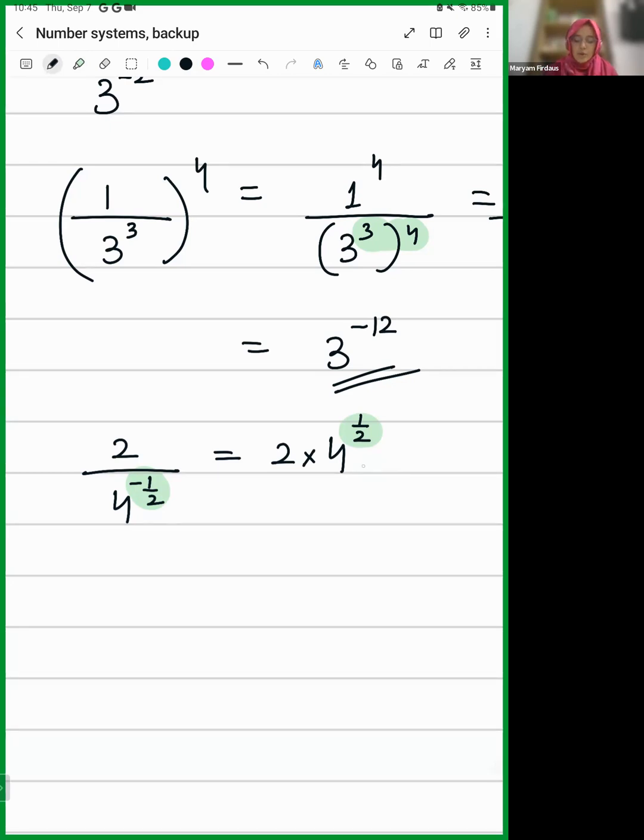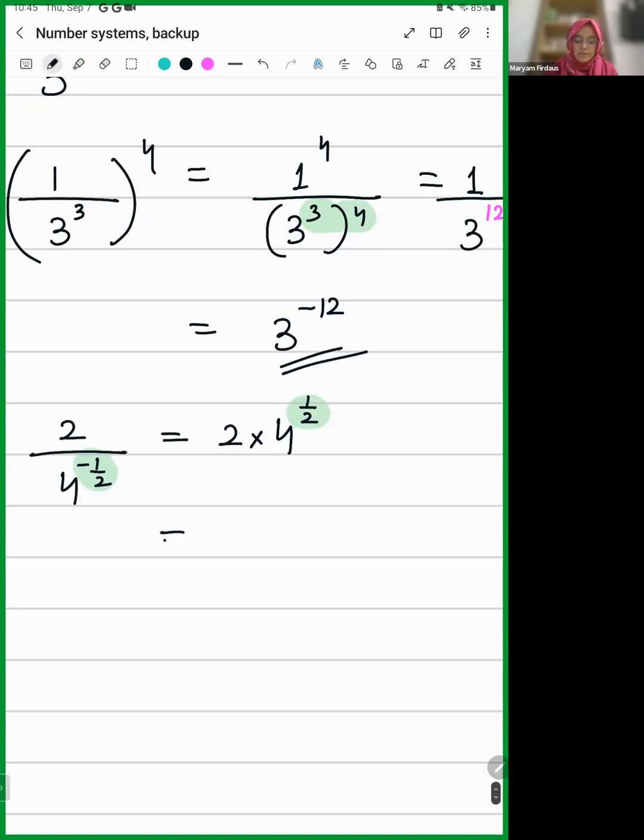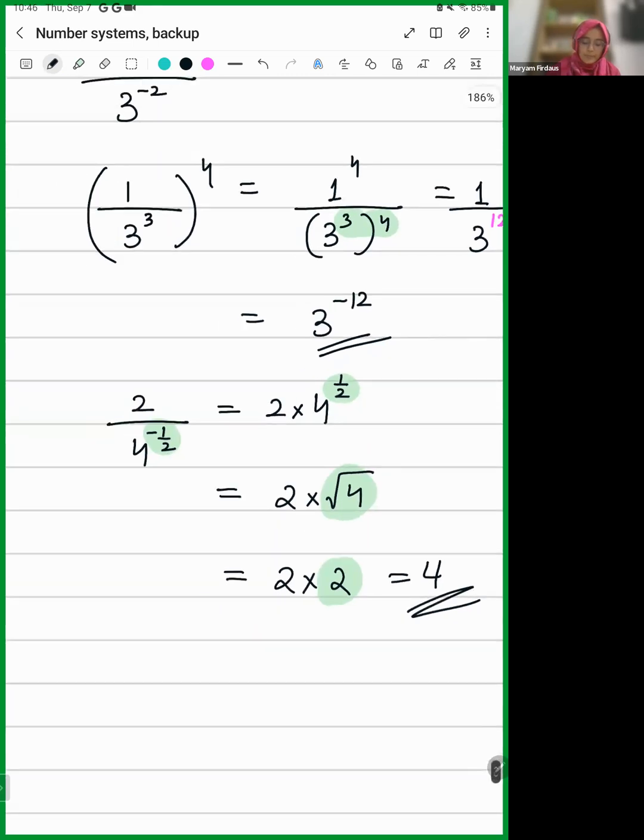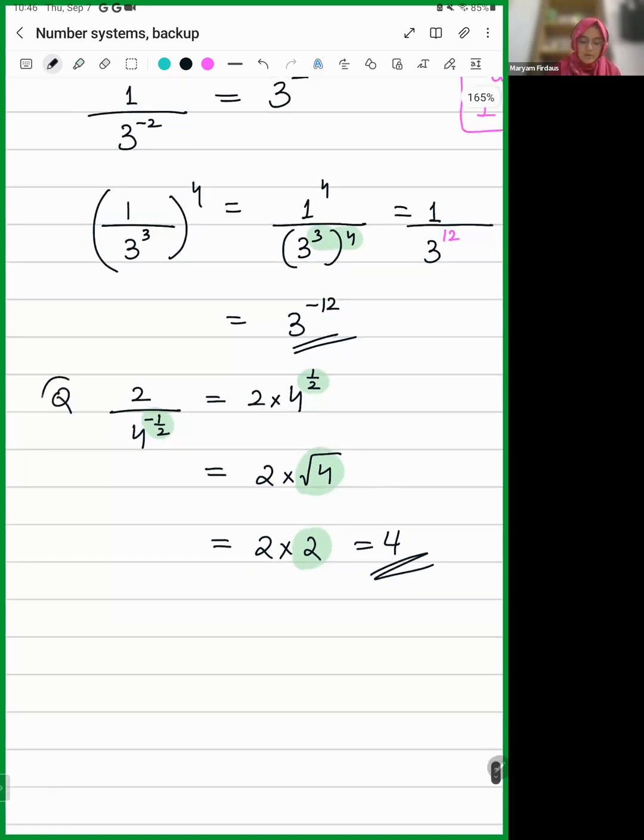So, what is 4 to the power 1 by 2? You all know this. 4 to the power 1 by 2 is root 4, right? And what is root 4? 2. So this is 2 into 2. This is equal to 4. This is your answer. Please write these things down.